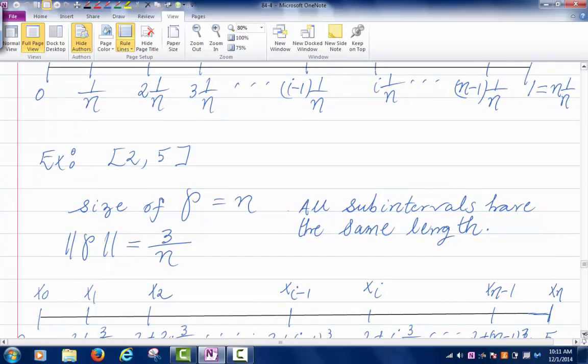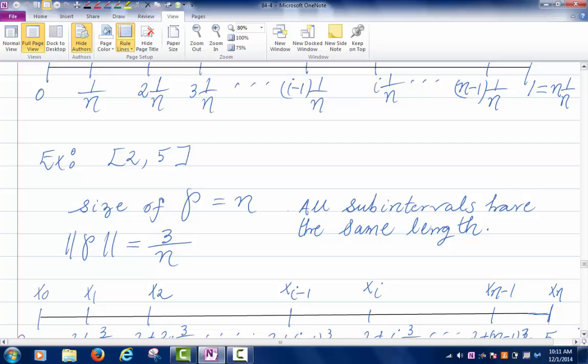And we did the same question with a different interval, from 2 to 5. I want to find a partition that divides the interval from 2 to 5 into n subintervals having the same length. So what's the total length of this interval? That's 5 minus 2, which is 3. And because I am dividing that length into n subintervals having the same length, the length of each subinterval would be 3 divided by n.